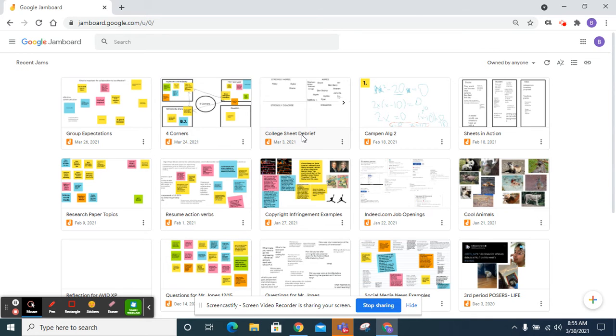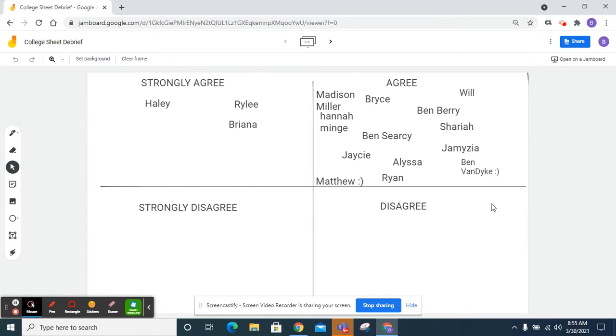Another way that I've used the Jamboard is to have a kind of four-corner debrief virtually. I have my students create a text box with their name in it, and then based on a series of questions, they'll live take their text box with their name and drag it to whether they strongly agree, agree, disagree, or strongly disagree. So this one was about a college expenses debrief.